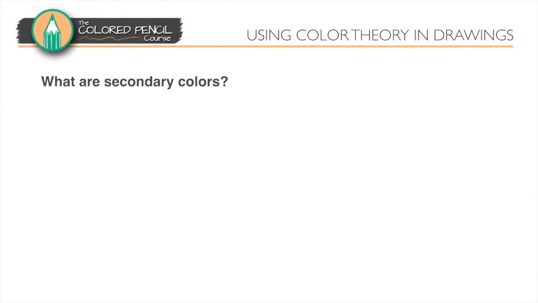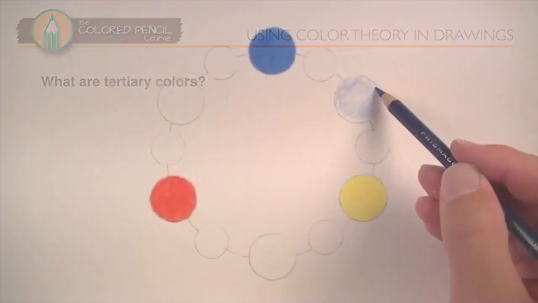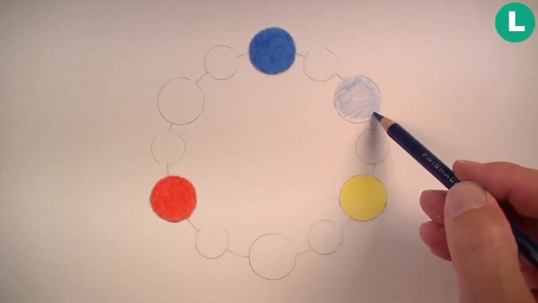What are secondary colors? Secondary colors are made by mixing equal parts of 2 primary colors. These colors are orange, green, and purple. We'll begin by mixing a green.